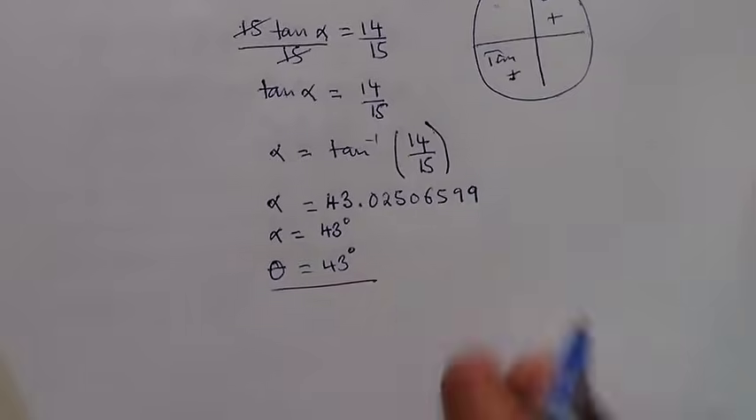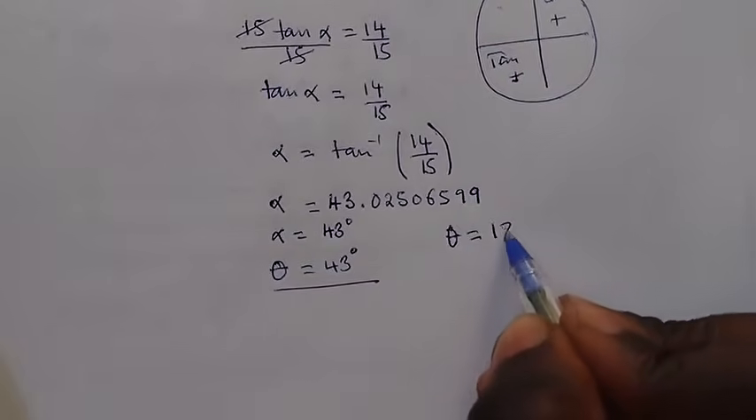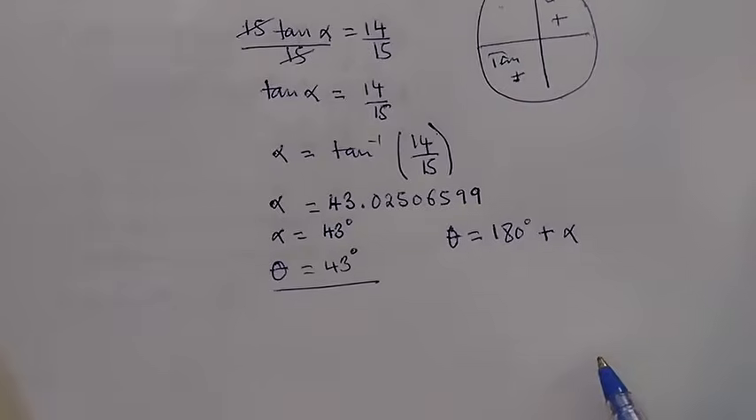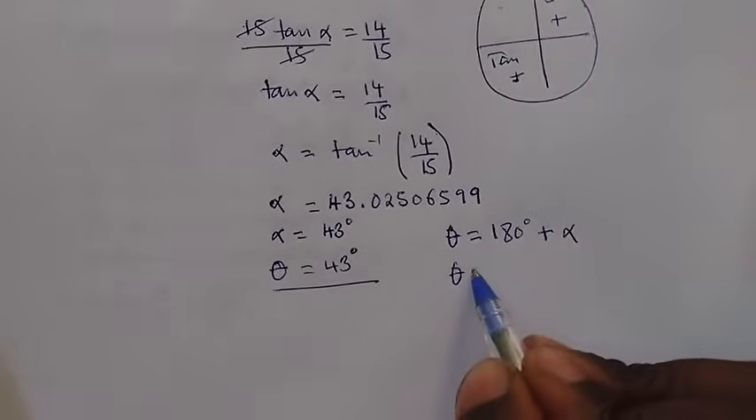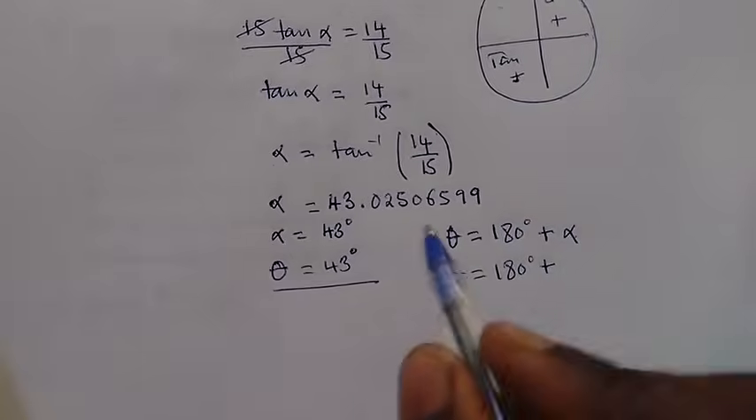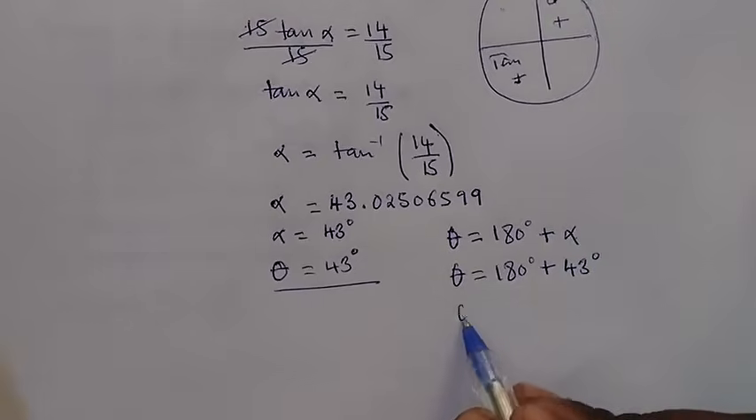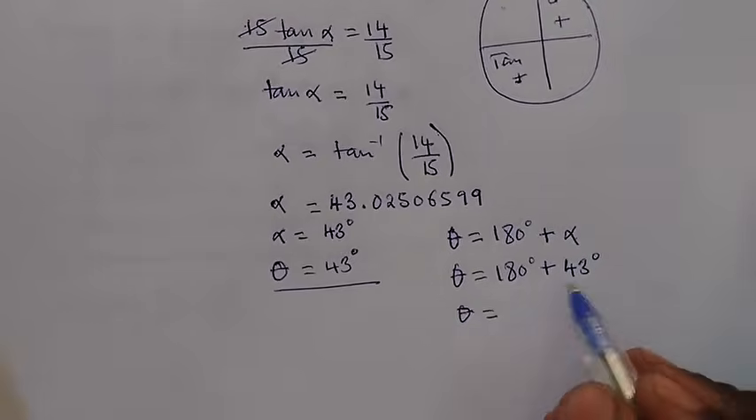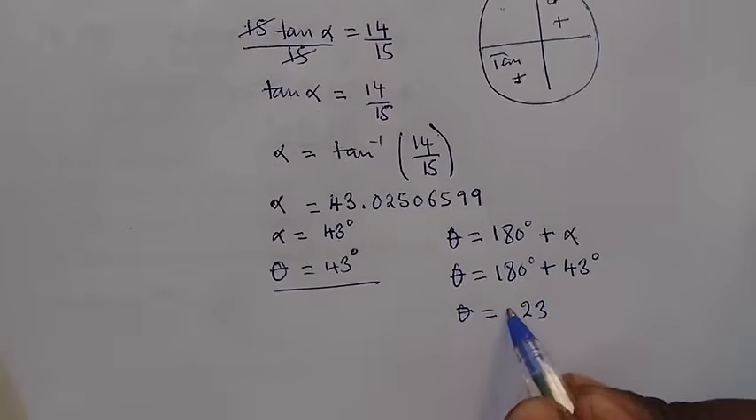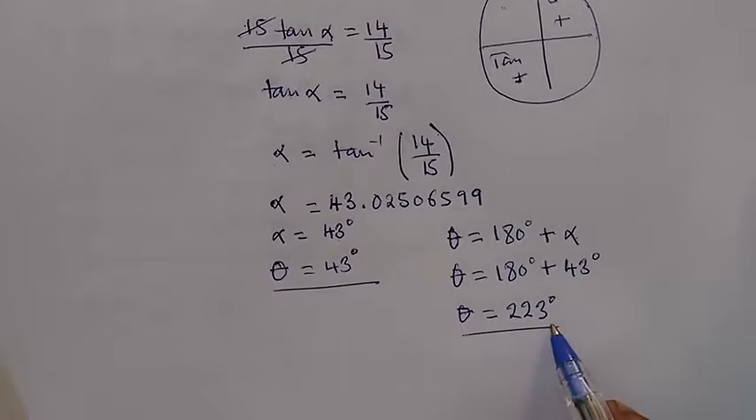In the third quadrant, you are going to use this formula where you say theta is equal to 180 degrees plus alpha, which is the basic angle. So theta is equal to 180 degrees plus our basic angle. We have found that it's 43 degrees. So this would be theta is equal to 223 degrees.